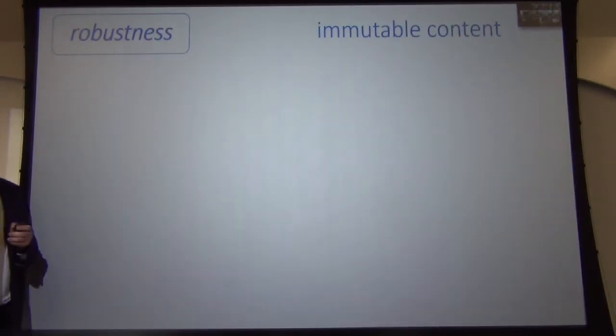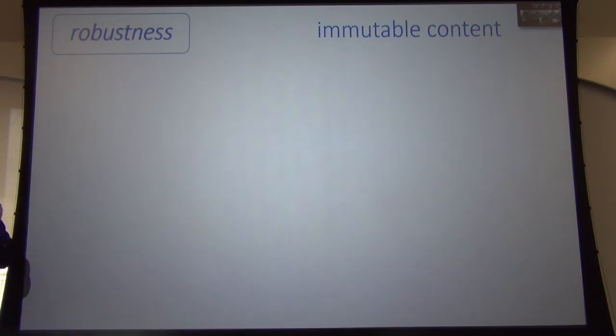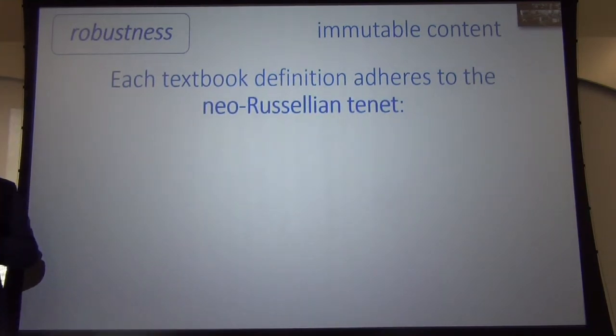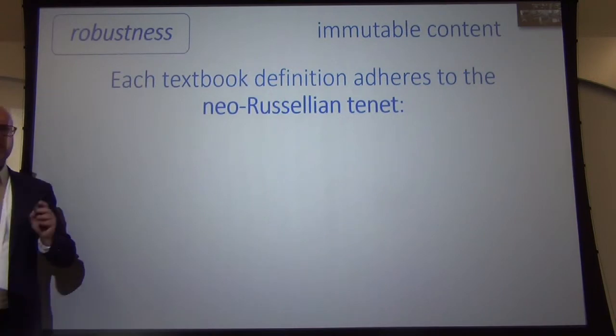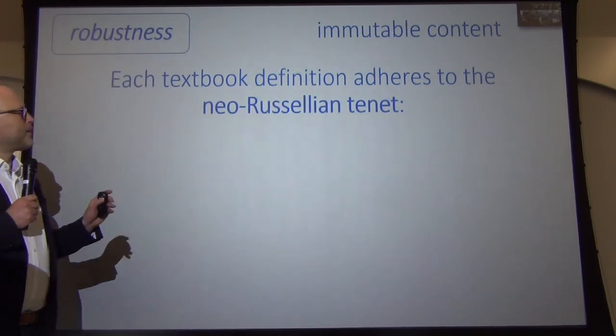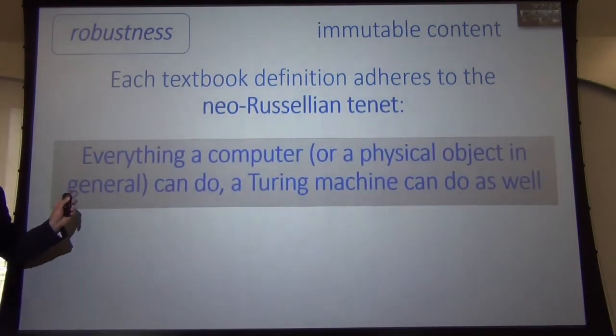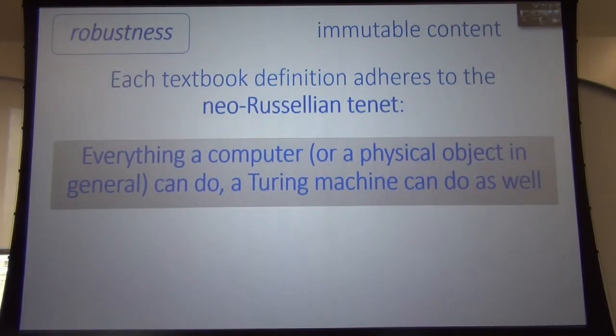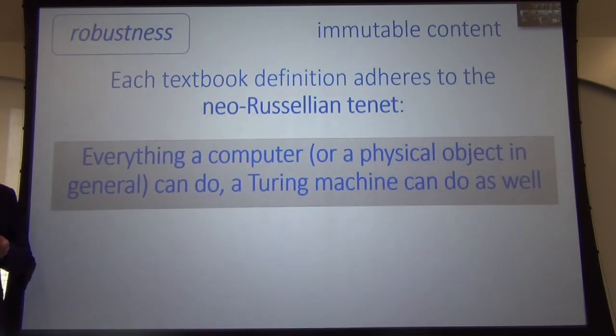What about robustness? Is there some immutable content in each of these textbooks? Yes, there is. Each textbook definition adheres to what I call the neo-Russellian tenet after Bertrand Russell. And every textbook says something like this, postulated: everything a computer or a physical object in general can do, a Turing machine can do as well.